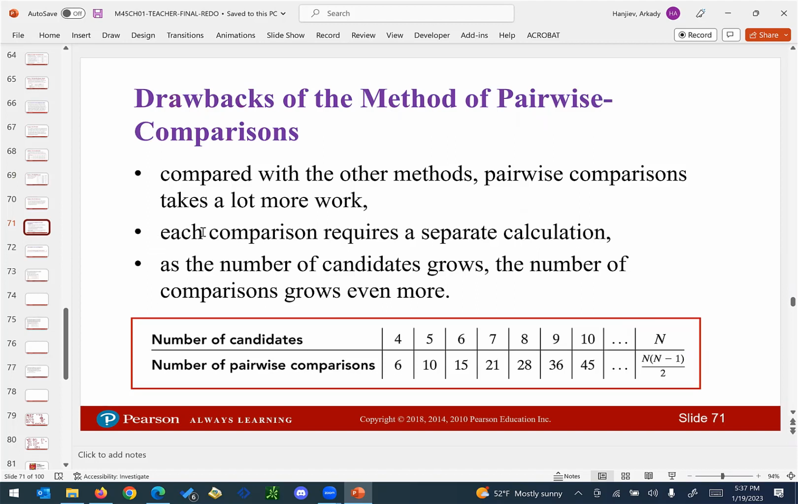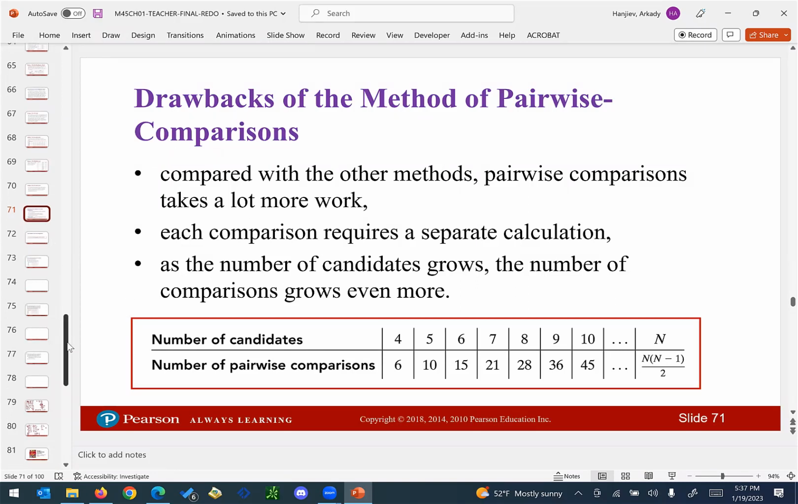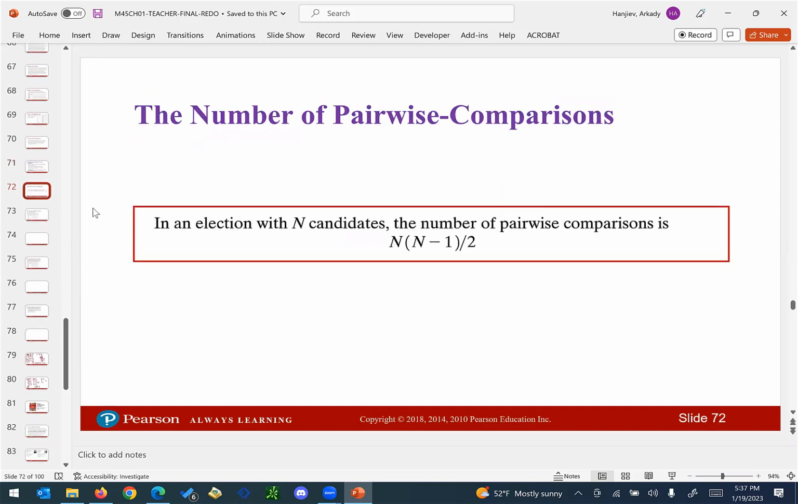Compared to other methods, the pairwise comparison takes a lot more work. There's a lot more calculation. Each one requires a separate calculation, and then at the end, there's another calculation. So unless you have some kind of computer system crunching the numbers, we technically don't do this on a sheet of paper, especially when there's a whole bunch of candidates.